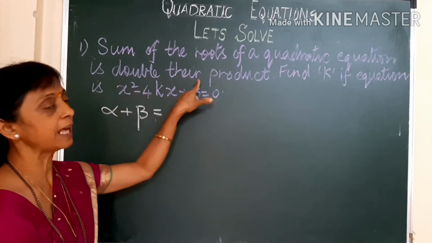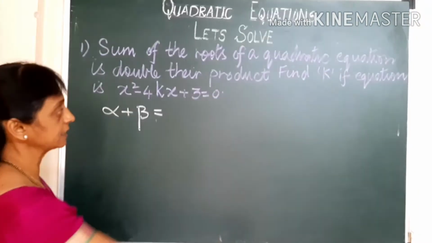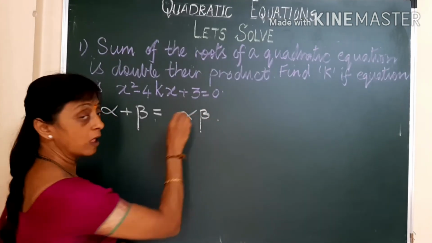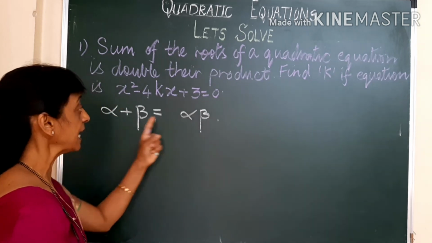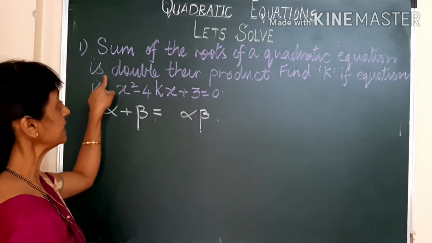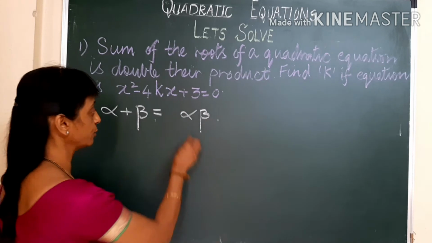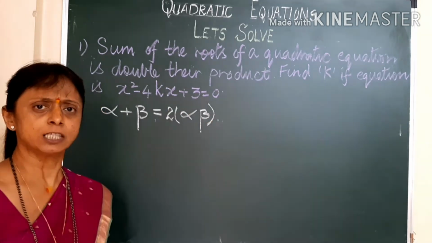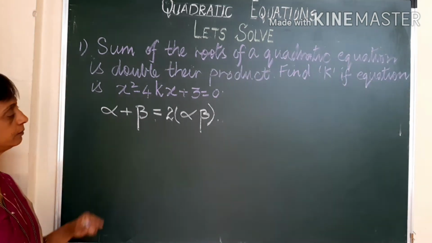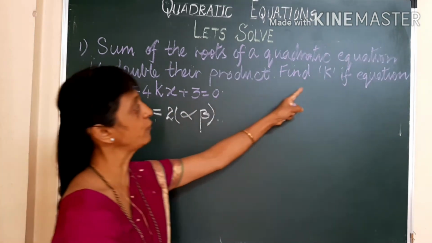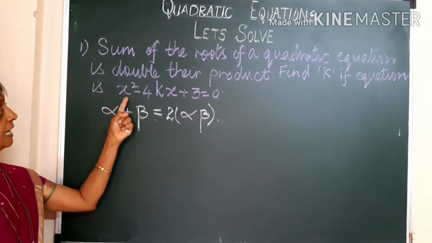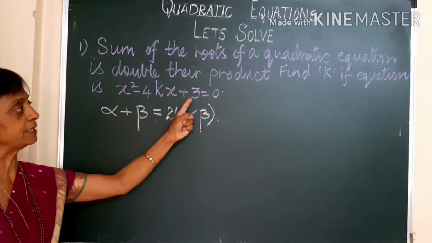Is double their product. The product of the two roots means alpha into beta. But is it directly equal? No, it is double their product. So double means 2 times their product. So this is given to you. Now you have to find out k if the equation given is x squared minus 4kx plus 3 is equal to 0.